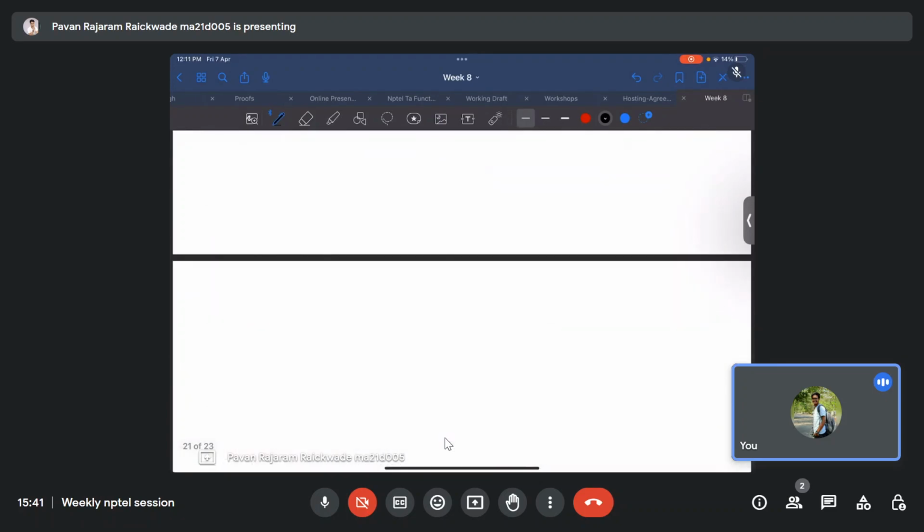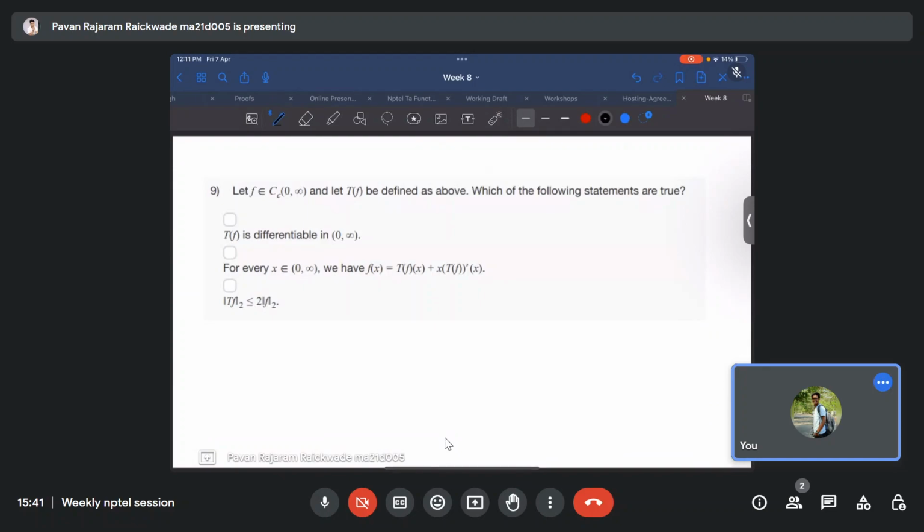Let's see question number 9 now. f belongs to C_c^0 infinity, the same, Tf defined as above. Which of the following statements are true? Tf is differentiable in open (0, infinity). Oh yeah, because you can see it in parts.